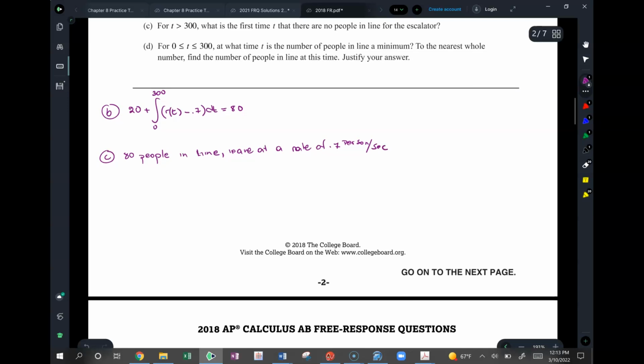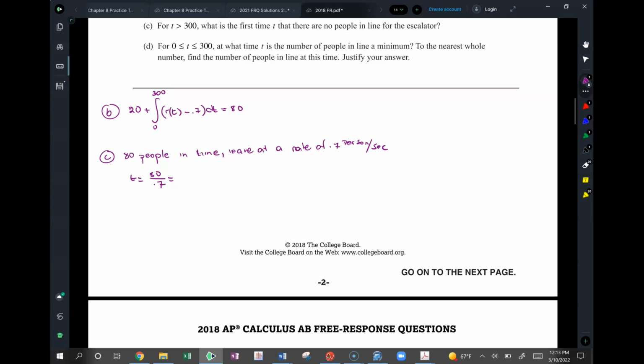So how long is it going to take for them to leave? Time is going to be the amount divided by the rate, right? So if there were 80 people and they were leaving at like 2 people per second, right? That would take 40 seconds, right? Because you divide. If it's 0.7 per second, it's that many. So how much is that? What does t equal?